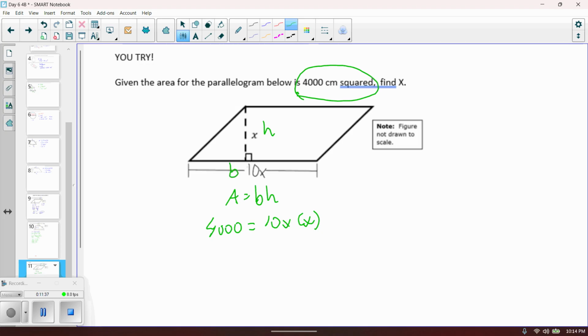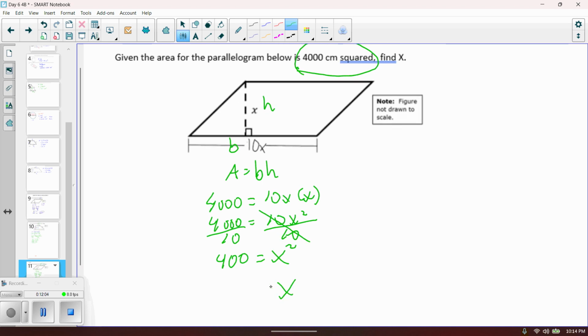Multiplying 10x times x, we get 10x squared. 4,000 stays on the left-hand side of the equation. We need to isolate or get the x by itself, so we're going to divide both sides by 10. Those 10s cancel out. Dividing 4,000 by 10 gives us 400. Oops, forgot my squared. And then we have to take the square root on both sides to solve for x. So x is going to be the square root of 400, which works out to be, in your calculator, 20. And we have solved for x. All right, that should be very helpful with what we're doing from here on out.